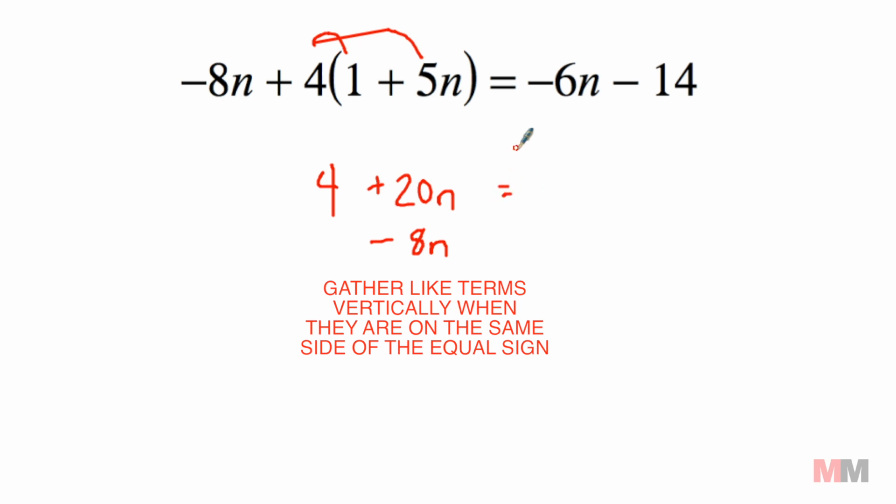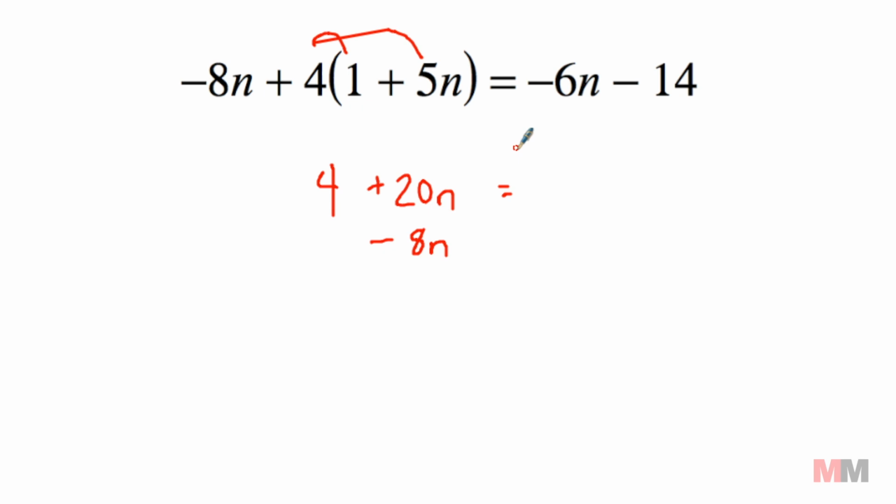And I do have a separate video for that if you want to know that strategy. So all I'm doing is combining like terms. Instead of writing it here, I'm just matching it up to the one that's like terms with it, because it's easier to combine up and down. The right side, there is nothing to distribute, there's nothing to combine, so just leave it alone. Negative 6n minus 14, and then just simplify. 4 drops down, 20 minus 8 is positive 12n equals negative 6n minus 14.